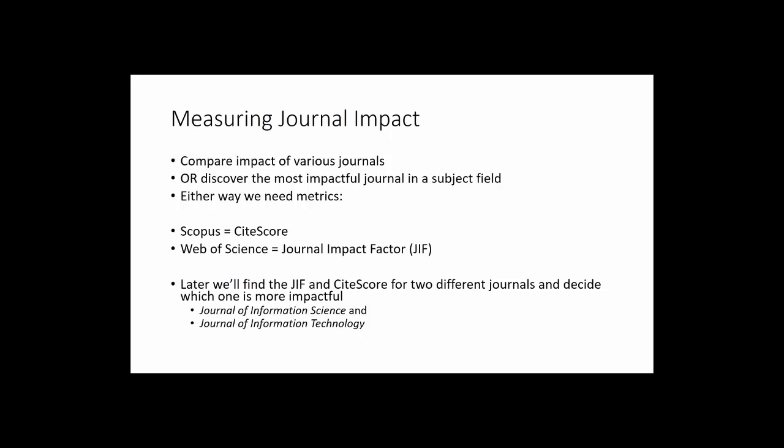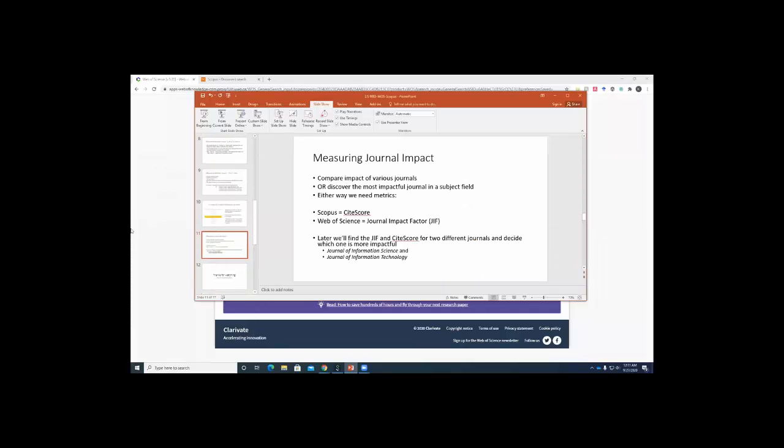When it comes to measuring journal impact, Scopus and Web of Science use different proprietary metrics. Scopus uses CiteScore, Web of Science uses journal impact factor. The calculations for these scores are even more complicated than the H-score, and like the H-score, all you need to know is that the higher the number, the better. So let's head to the databases now.